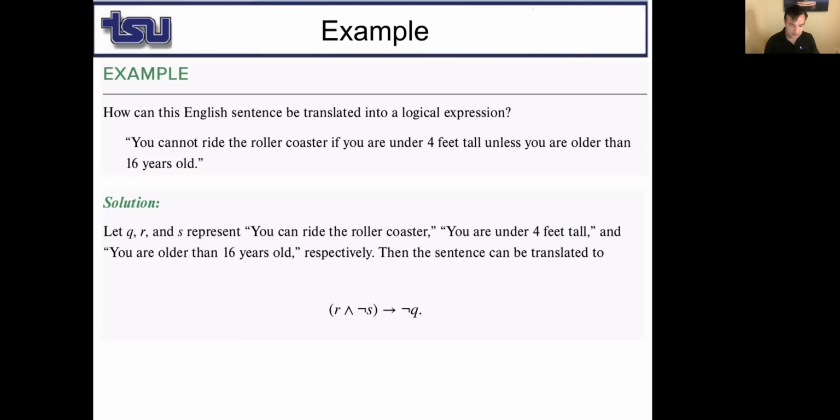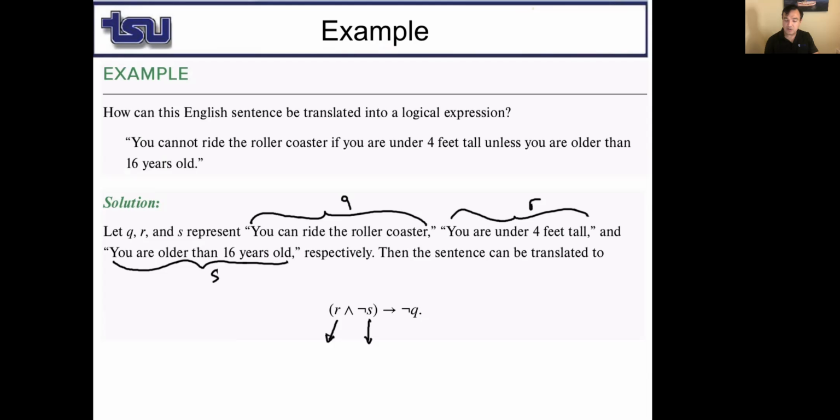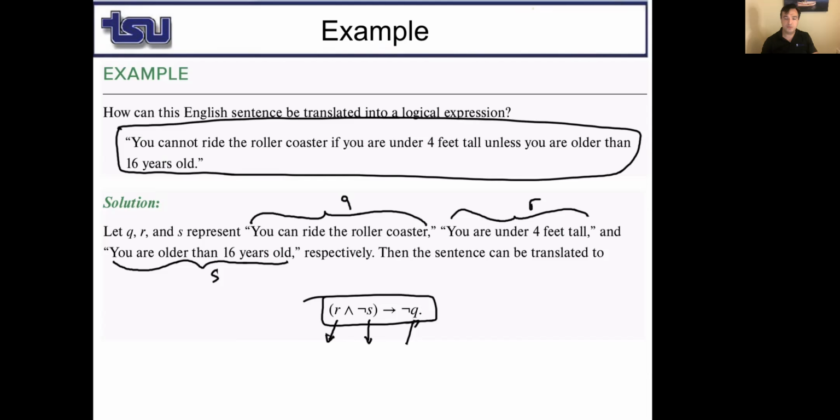So let's say that Q is the atomic proposition: you can ride the roller coaster. And assume that this is R: you are under 4 feet tall. That's another proposition. And this is another one, which is S: you are older than 16 years old. What does this say? You are under 4 feet tall and you are not older than 16 years implies you cannot ride the roller coaster. Okay, that's beautiful, right? So R and S naught implies Q naught. So the whole sentence right here can be represented mathematically with this propositional logic like that.